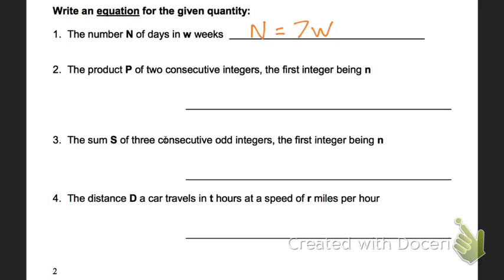So if I read this, it would say like the number of days is 7 times the number of weeks. So if I substituted 2, there's 14 days in 2 weeks, right? So 7 times 2 weeks equals 14 days. So you can kind of check yourself that way. Make sure that it works out.